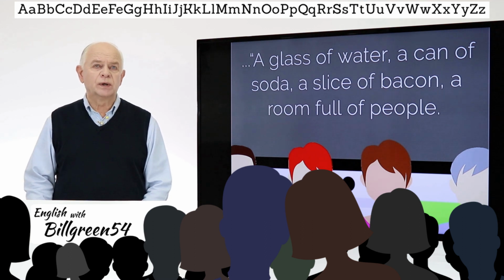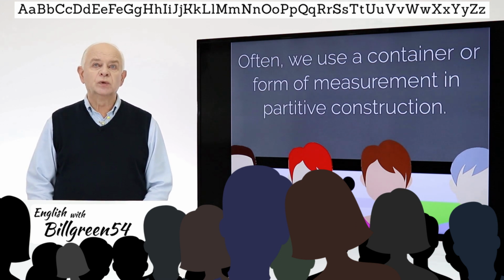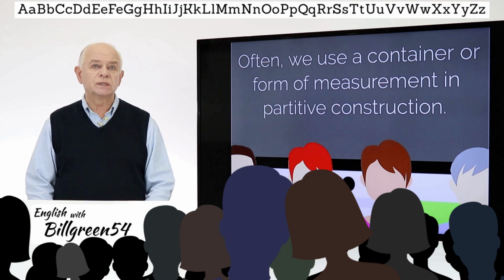A glass of water, right? How do we talk about water? Water is not countable, right? It's an uncountable noun, but not exactly, because if we refer to it in the container, a bottle of water, a glass of water, something like that, then it becomes countable. Often we use a container or form of measurement, you see.